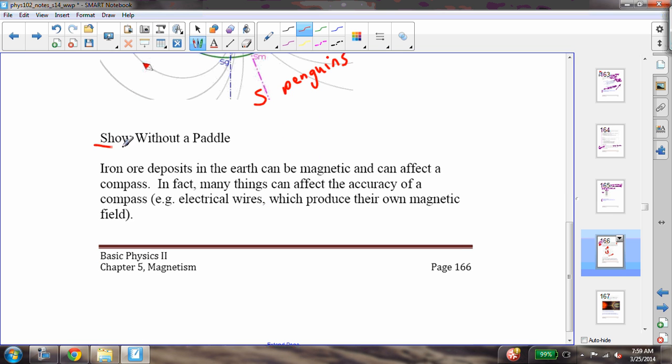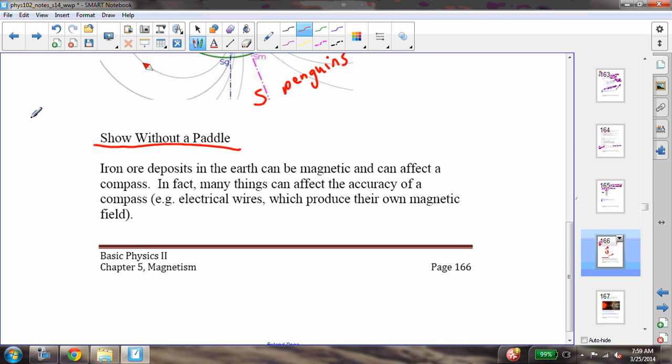If you've seen this movie, I don't have this clip actually. I'm going to show you another clip, but without a paddle there. If you've seen this movie, they're out in the woods and they're using a compass, and they say, oh, there's iron in the hills, and it's causing their compass to go off kilter. That's because, of course, iron is a ferromagnetic material, and it has its own magnetic field.